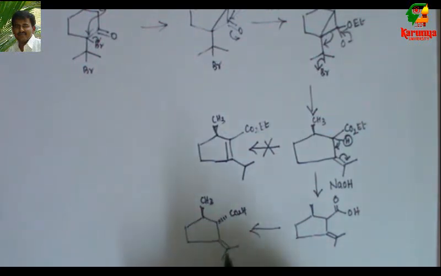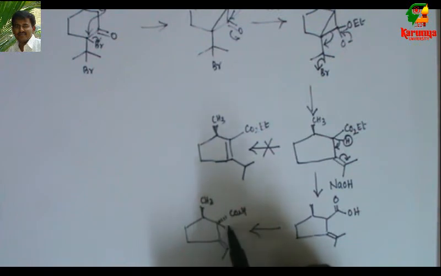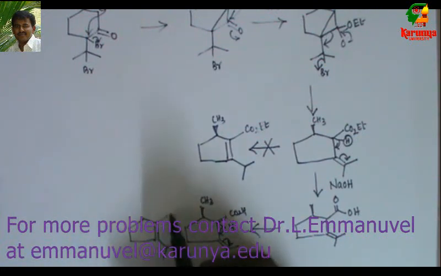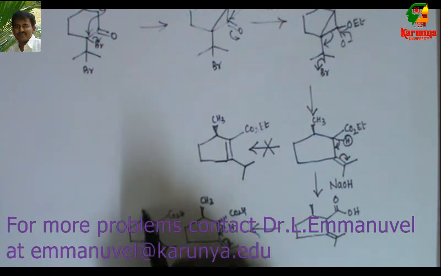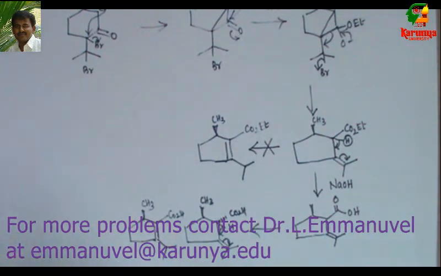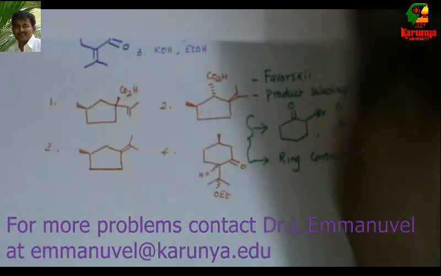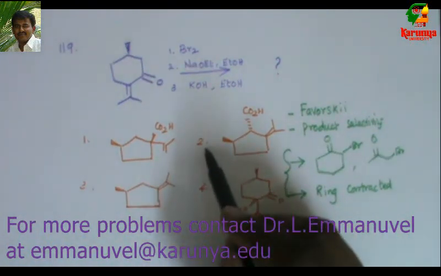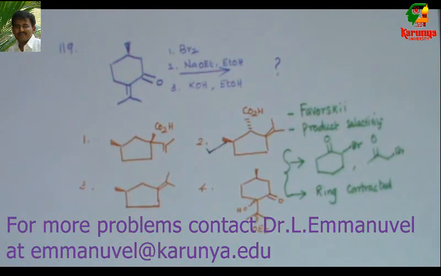Remember, we won't get this in Favorskii rearrangement. What we will get is the double bond migration. So it should be like this. Since this option is not there, I go for another one which is the more possible product. You can find it here. Second one, this is what I got from the rearrangement.